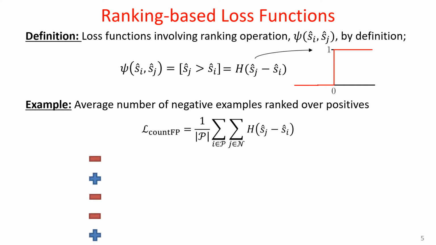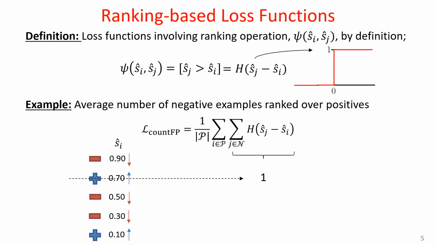Then, given 5 examples from positive and negative classes with the shown confidence scores, this loss function is minimized when all positives are ranked above all negatives. And it is computed by thresholding the detections on each positive and counting the number of negatives ranked above the corresponding positive. Thresholding from the first positive, we have one negative ranked above that positive, and for the second positive, there are 3 negatives. Accordingly, the overall average loss value for this toy example is 2.